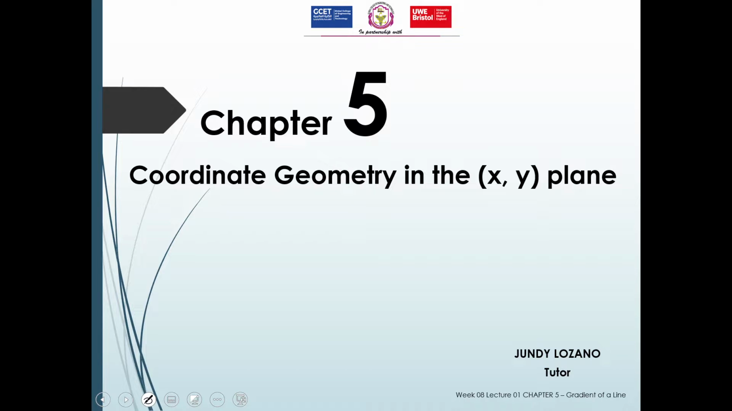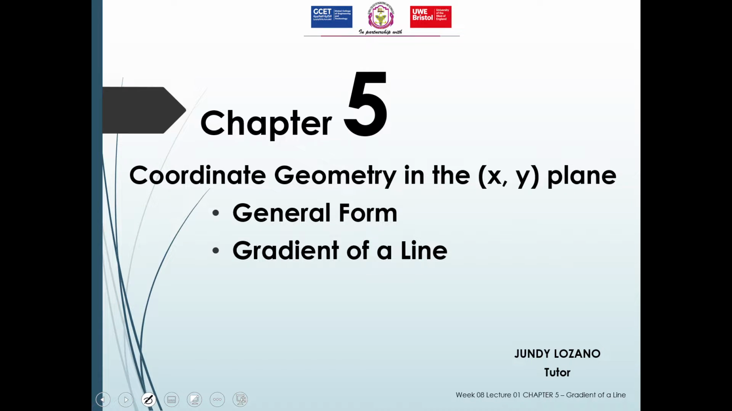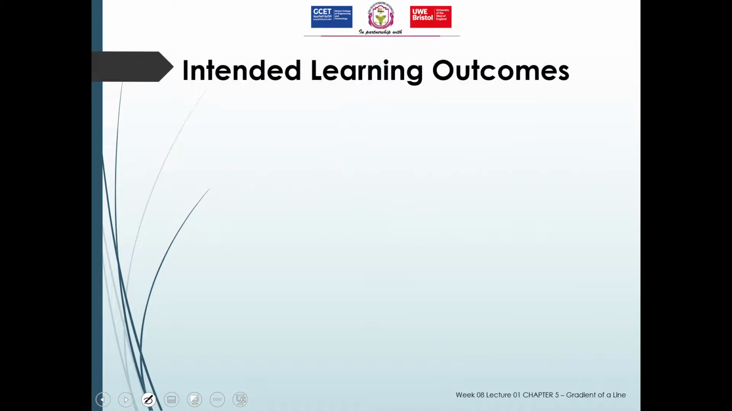Good morning everyone. Today we're going to talk about coordinate geometry in the XY plane. This is chapter 5 in your book, found on page 73. Particularly, we'll talk about the general form of the equation of the line, the gradient of the line, and also the standard form of the equation of the line.